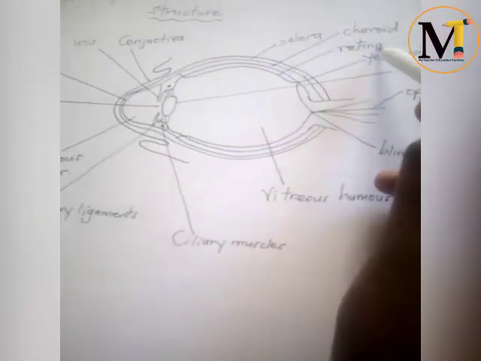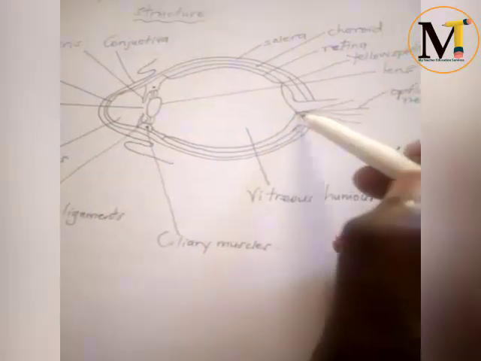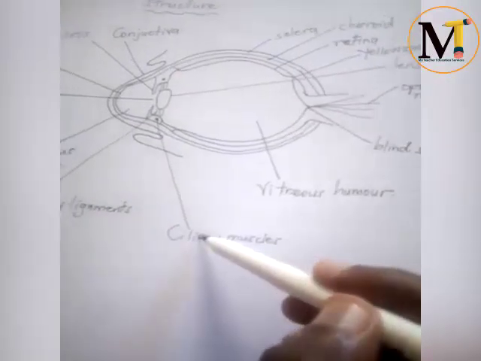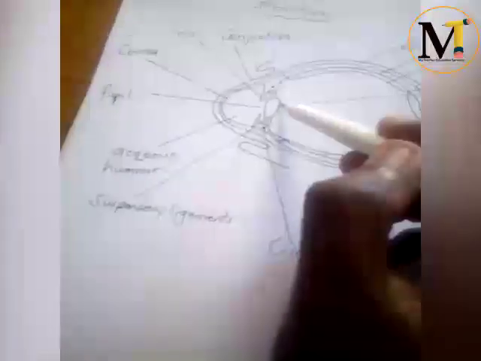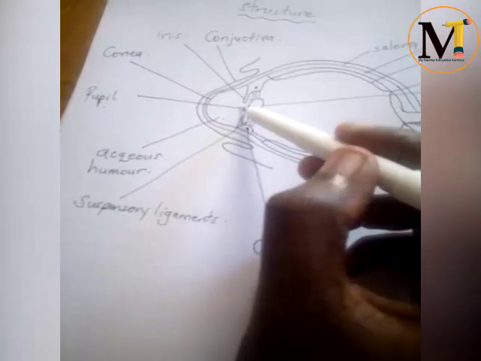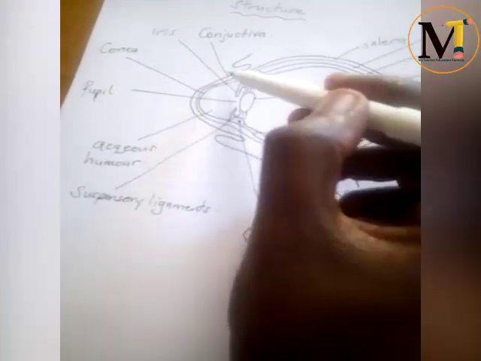So these are the different parts that make up the internal structure of the human eye: the sclera, the choroid, the retina, the yellow spot, optic nerves, the blind spot, vitreous humor, ciliary muscles, suspensory ligaments which are holding the lens. We have the aqueous humor, the pupil, the cornea, the iris, and the conjunctiva.